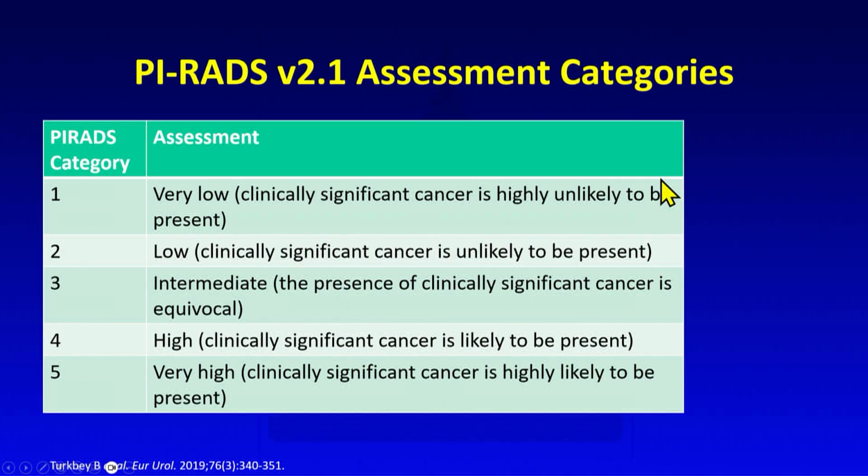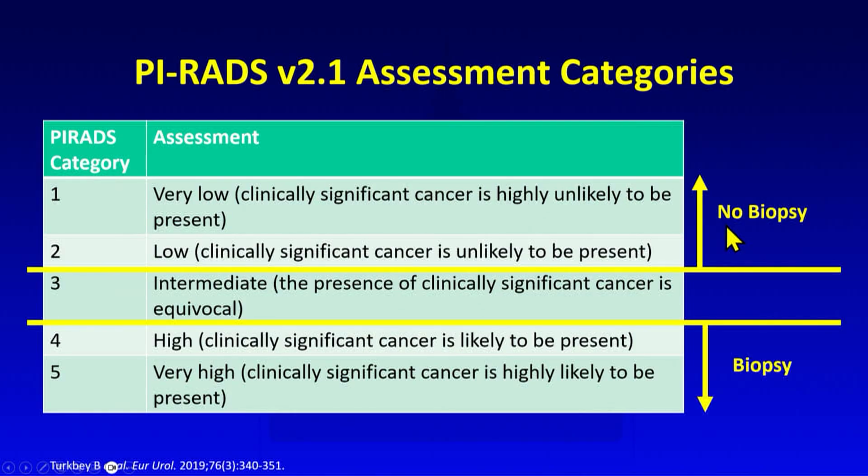In terms of the PI-RADS score, just like all the other RADs, it has a 5-point scale, going from 1 with very low risk of clinically significant prostate cancer to 5 being very high risk of clinically significant prostate cancer. From a management perspective, lesions that are PI-RADS 1 and 2s will not get any biopsy. PI-RADS 4s and 5s should get biopsied.